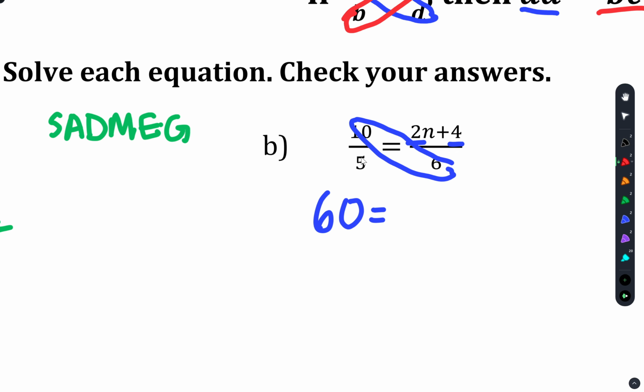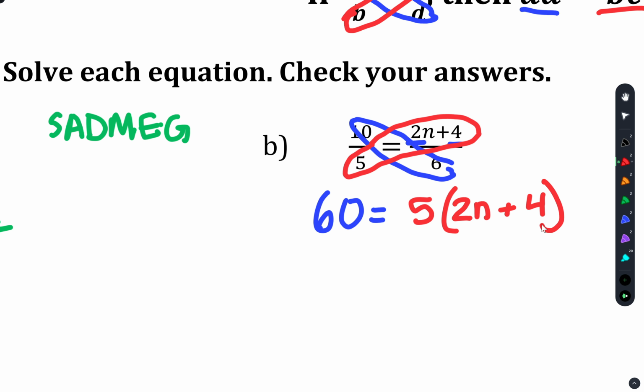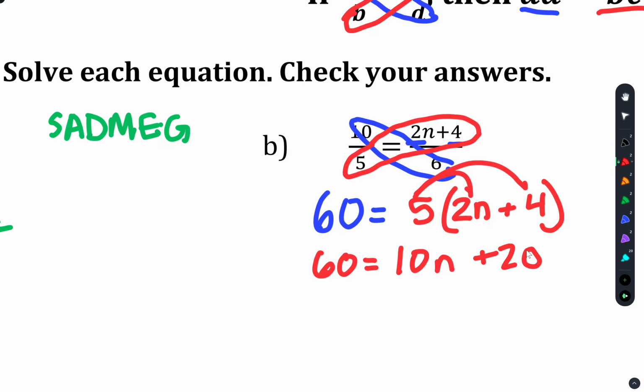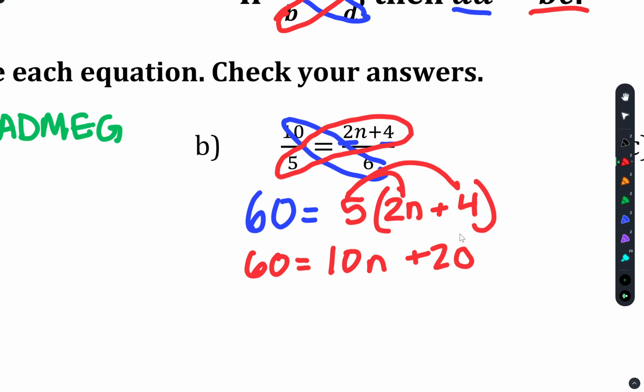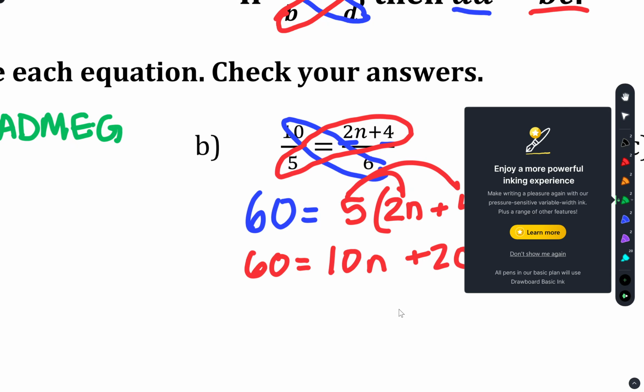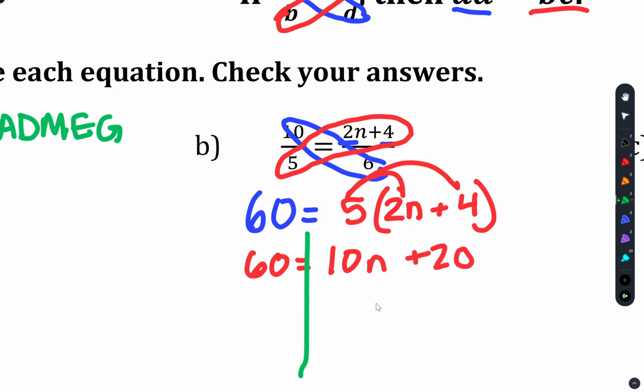But now when I multiply 5 times 2n plus 4, what I'm doing is I'm multiplying 5 to both the 2n and the 4. So I write it out like this as a reminder to myself that I need to distribute. I can drop down my 60. And this equals 10n plus 20. We want to make sure that we get both of those numbers multiplied by 5 and that we're not accidentally skipping anything important. From here, once again, this is just a matter of sad Meg.